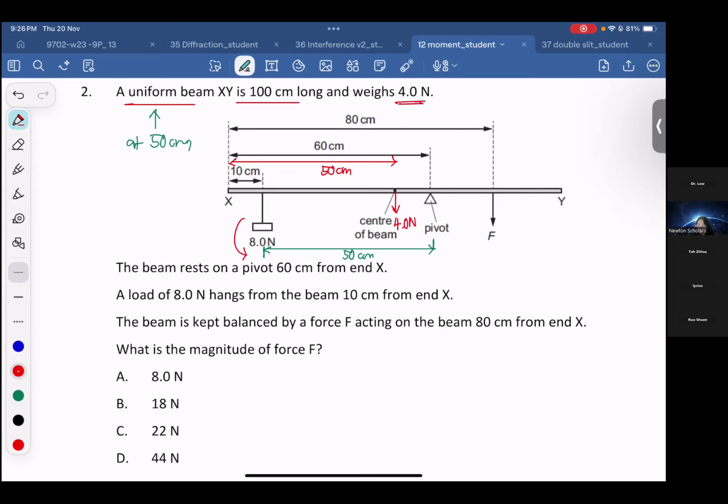Here, they tell you meter rule. Weight is 4.0 Newton, so this one is also anti-clockwise. What is the distance between the 4.0 Newton and the pivot? Any of you can answer me? 4.0 Newton until the pivot. What is the distance?